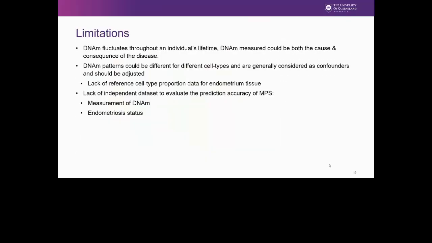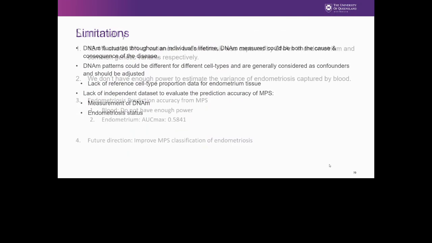The limitations of my study are that DNA methylation fluctuates throughout an individual's lifetime, so it could be both the cause and a consequence of the disease. And also, we should adjust for cell type, but we don't have cell type proportion reference data.